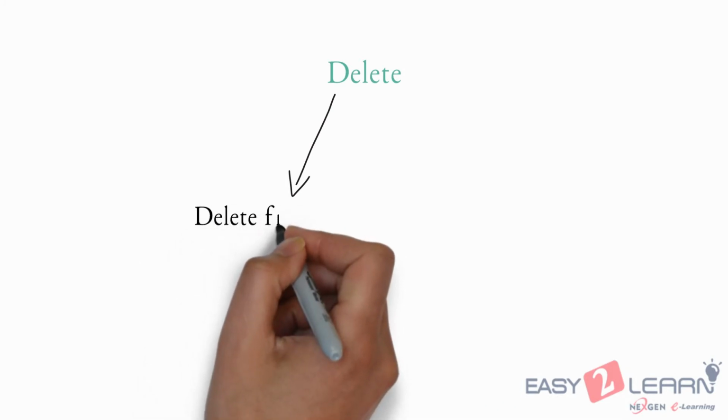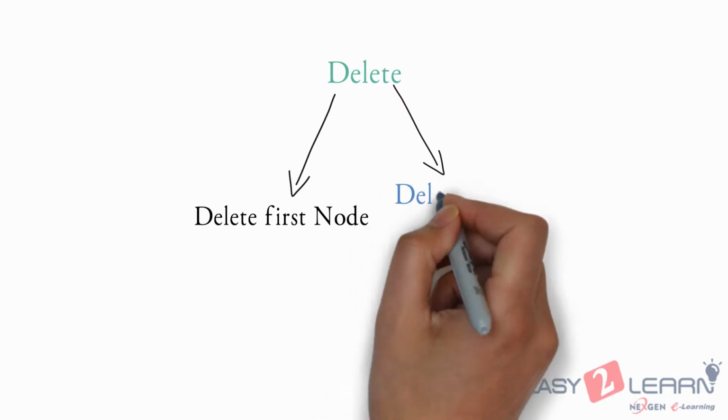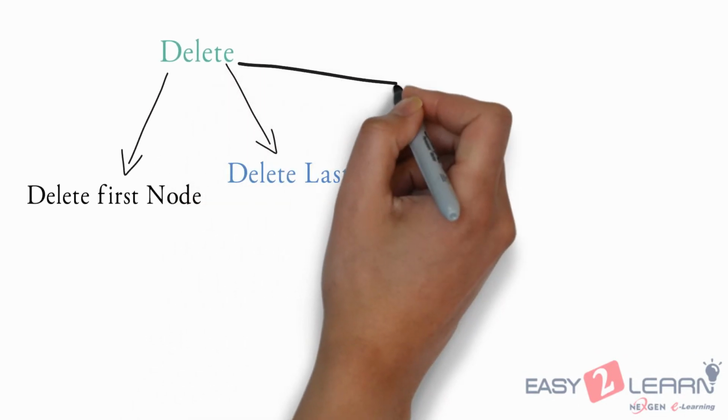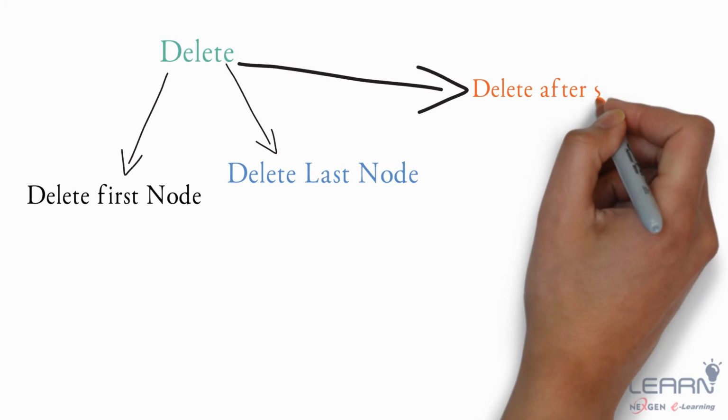Deletion can be done in three ways. Delete the first node, delete the last node, and delete any node in between the first and last node. That means delete after some value.